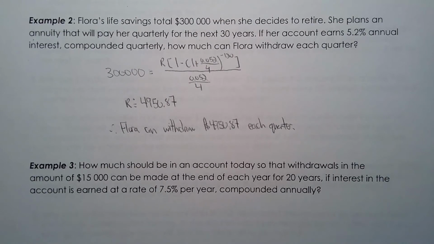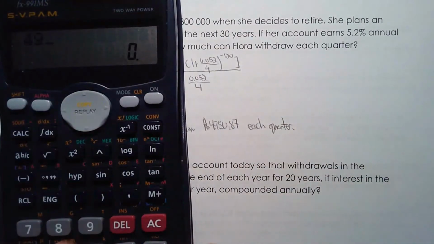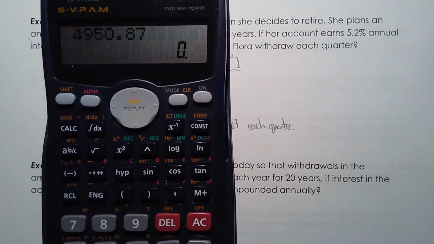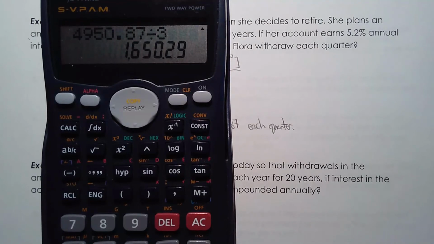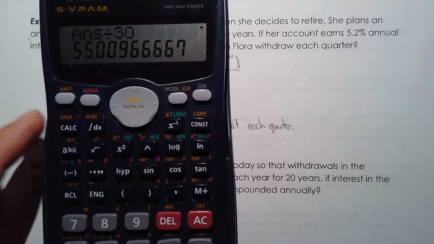$4,950.87 each quarter. Is that a lot of money? Well, here's the thing. $4,950.87 is for a quarter of a year. A quarter year is 3 months, so we divide this amount by 3. That's $1,650.29 per month. That's how much you can live on each month. And let's say every month there's about 30 days. Okay? So on average, she can spend $55 a day.